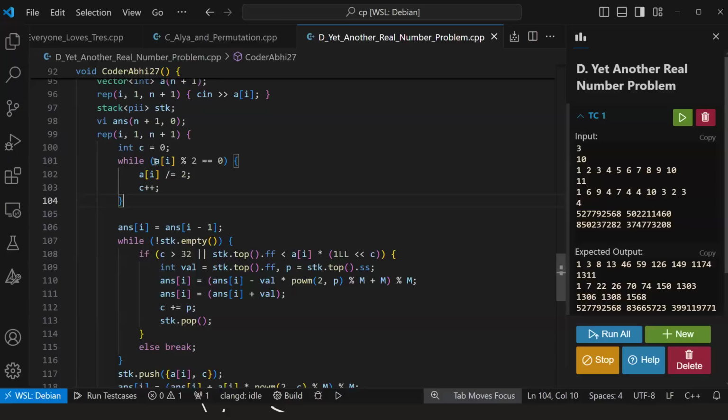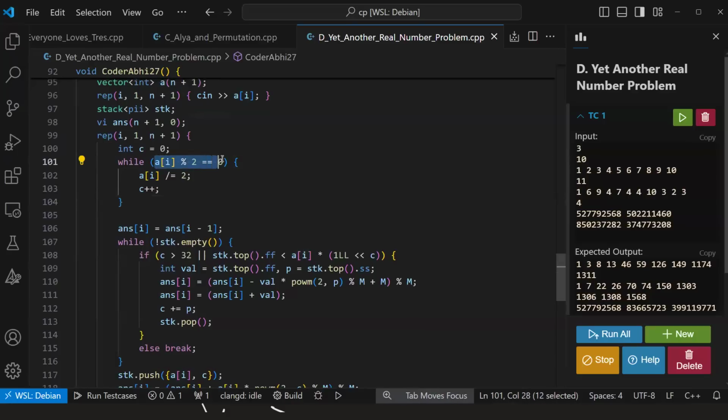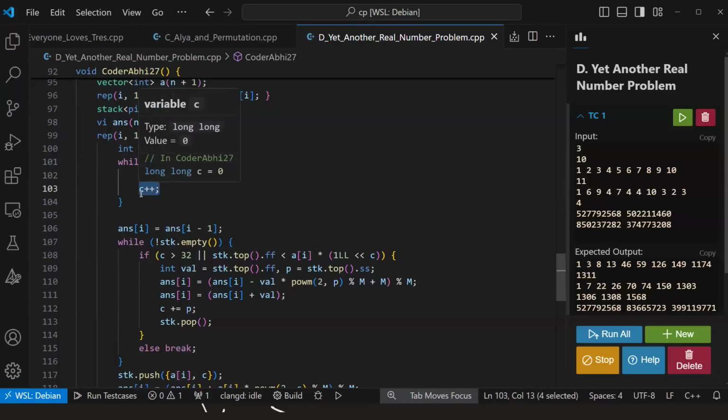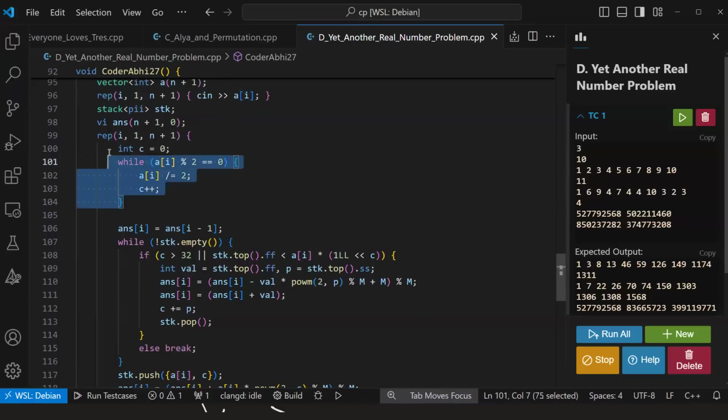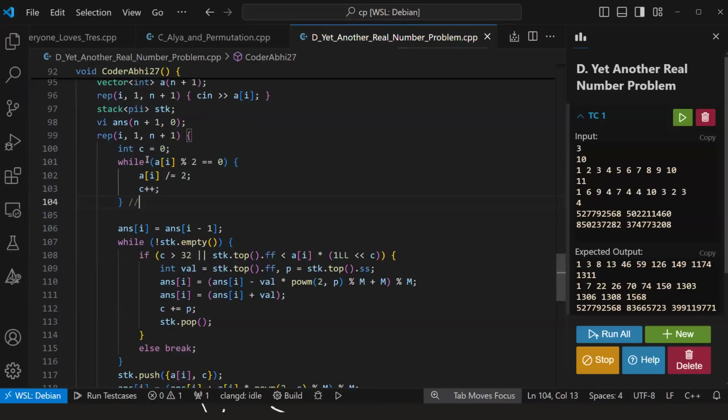Now, first thing I would do, from A_i, I would extract x and y. How would I do that? Till the time this A_i is divisible by 2, I would divide it by 2 and do c++. So in c, I would have the powers of 2 that it has. Now A_i denotes my y. So my y is basically A_i, A_i is only reduced to y, and my x is c. That I explained to you in the solution.